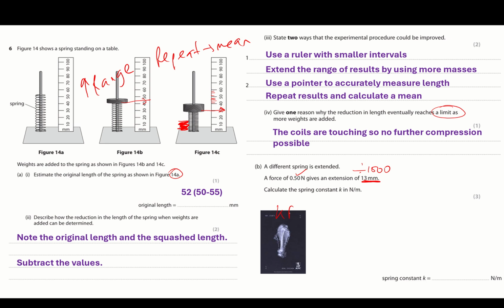So we're going to need our Kentucky Fried X-rays. So Kentucky Fried X-rays, and it says calculate the spring constant K. So K equals F over X. So K equals F over X. K equals the 0.5 divided by the 0.013, and we've got the spring constant 38.5.